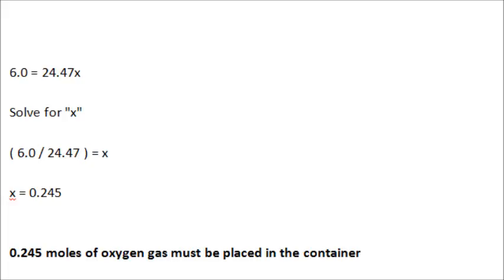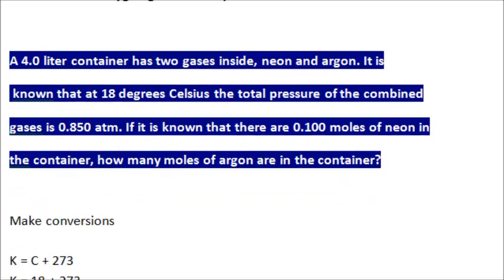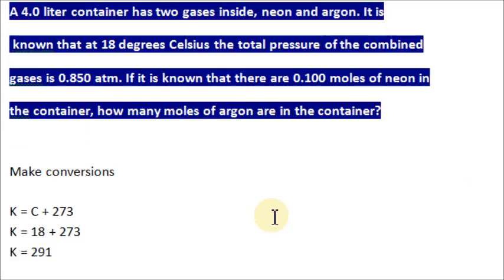Okay, one more example. A 4-liter container has 2 gases inside, neon and argon. At 18 degrees Celsius, the total pressure of the combined gases is 0.850 atmospheres. If there are 0.10 moles of neon in the container, how many moles of argon are in the container? Step 1, make conversions. Always make conversions first. We're given degrees Celsius, which has to be Kelvin. Make it Kelvin and you get 291. That's the only conversion we need.